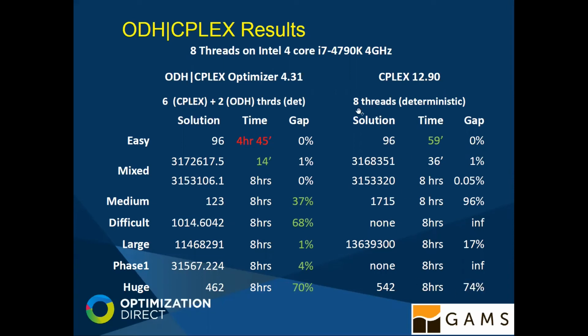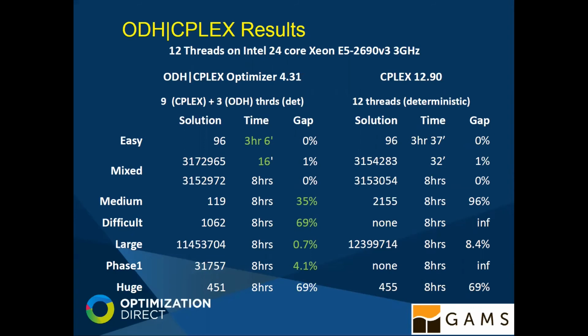So this is on relatively modest hardware, a workstation with only 4 cores, running quite fast, admittedly, and running 8 threads on those 4 physical cores. This situation is similar, but not identical, if one uses a workstation with more cores on it, in this case a 24-core Intel Xeon E5 processor using 12 threads. Again, we can see significant advantage to using the ODH CPLEX technology on these larger models.